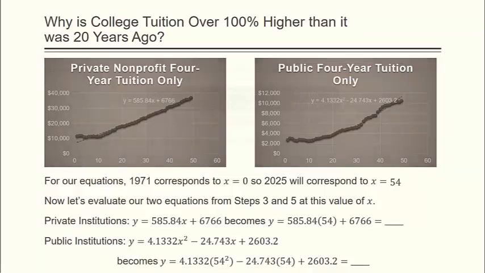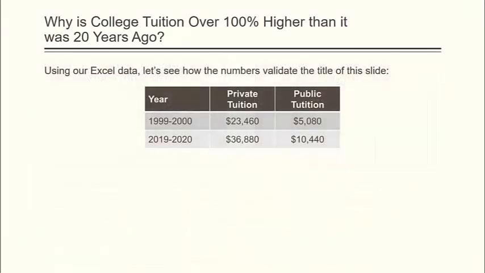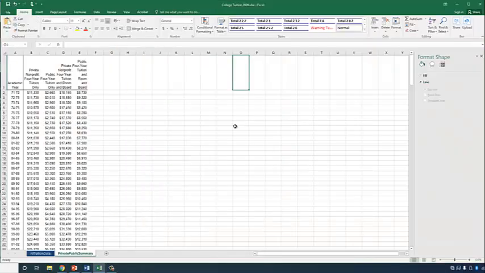Great. Now, one last thing, we want to use our Excel data to see how the numbers validate this part of the activity, which is the same as the title of this slide. Why is college tuition over 100% higher than it was 20 years ago? And so I want to verify where the four numbers that you're seeing here are coming from. So I'm going to go back to that Excel spreadsheet one more time so we can see where those numbers have come from. Okay, so here is our Excel spreadsheet.